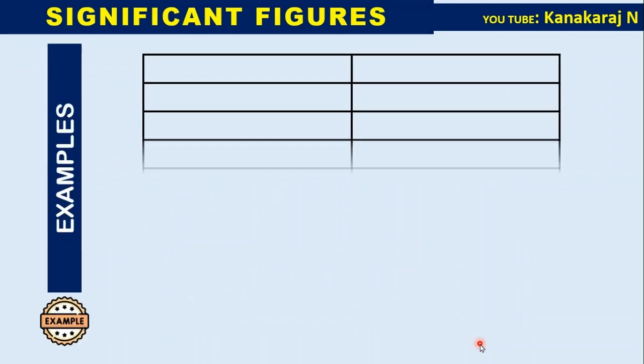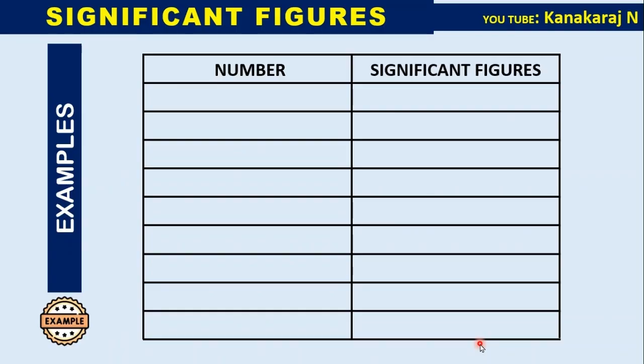Examples. Number, significant figures. 121.23. It has 5 significant figures because all non-zero digits are significant. 1.2. Here too the same rule is applied. All non-zero digits are significant, so it has two significant figures.